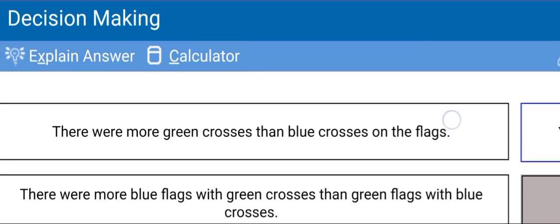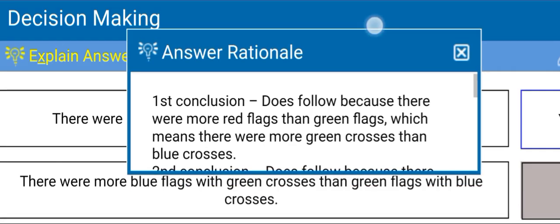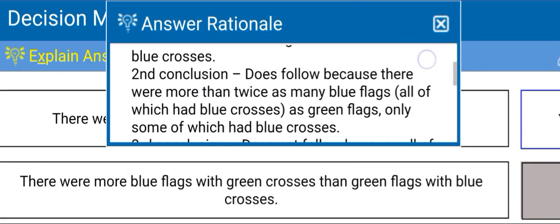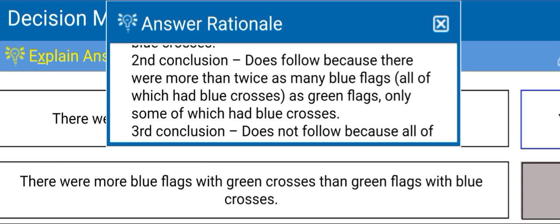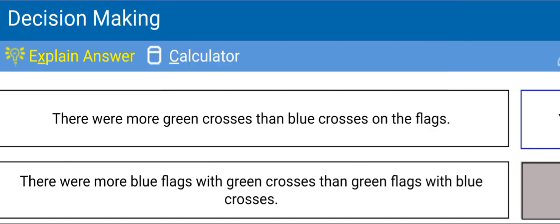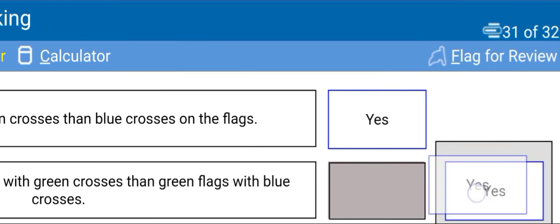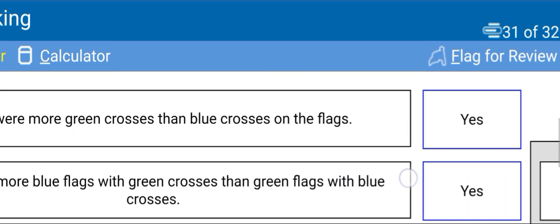Next we have the second conclusion. It does follow because there were more than twice as many blue flags, all of which had blue crosses, as green flags, only some of which had blue crosses. So the second conclusion does follow. Again, we will drag a yes and drop it here.